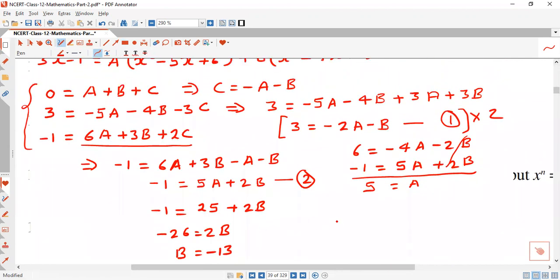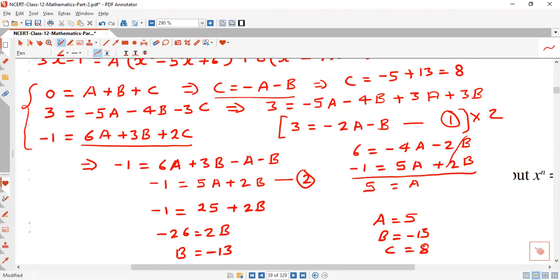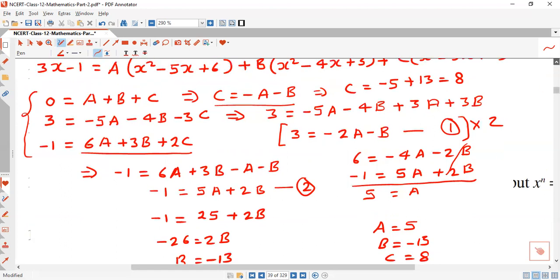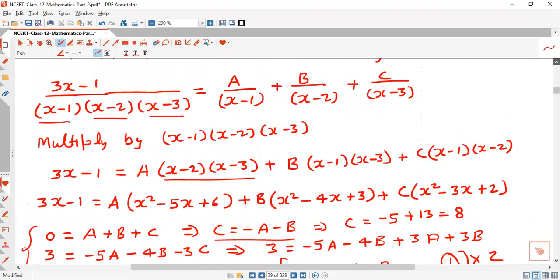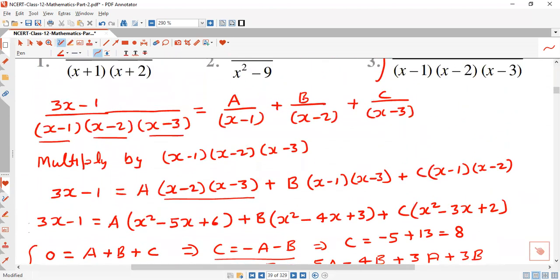And so what is the value of c? c equal to minus a minus b. You know this equation. If we put the values here, c comes out minus a means minus 5, minus b means plus 13. It comes out 8. So we have the values a equal to 5, b equal to minus 13, and c equal to 8. So the whole equation becomes what? Now we have the values a, b, c, so this integration becomes what?